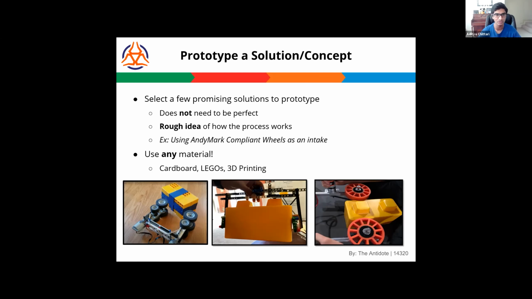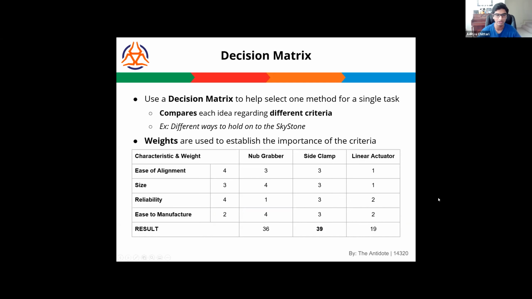Also included in this phase that might be beneficial is the decision matrix. Is a decision matrix, or it's otherwise known as a weighted objective table. And what this does is that it helps teams select a method. So if you have, for example, 3 different mechanisms to hold on to the Skystone, you might need some help figuring out which one you should probably take to the next level of the design process.